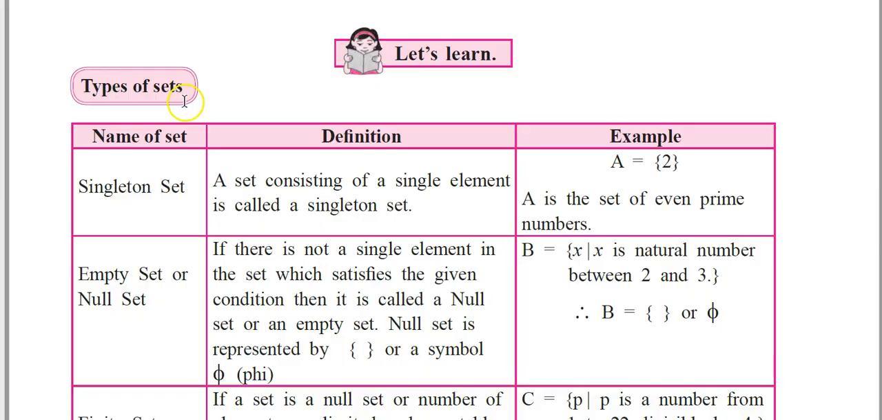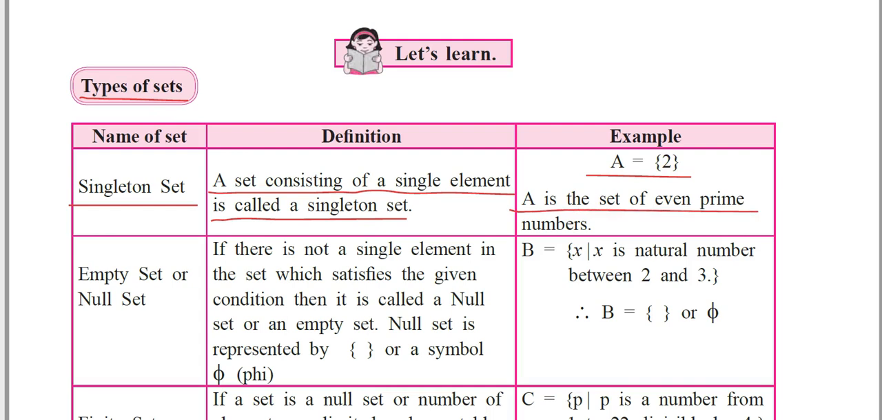Next topic is types of sets. Name of the set, that is singleton set. Its definition is a set consisting of a single element is called a singleton set. ज्यामध्ये एकच एलिमेंट असेल. Capital A is equals to in curly bracket 2. A is a set of even prime numbers. Even prime number is only 2. Therefore, this set is a singleton set.